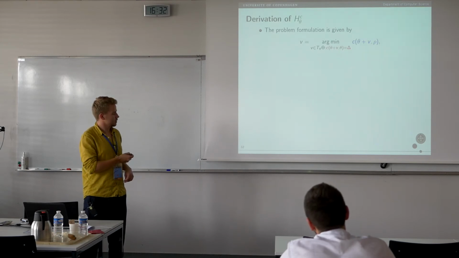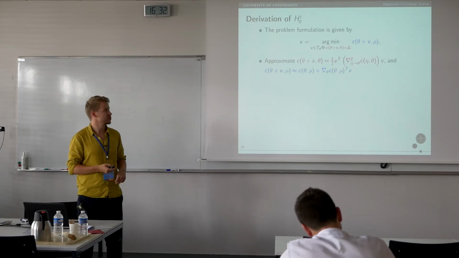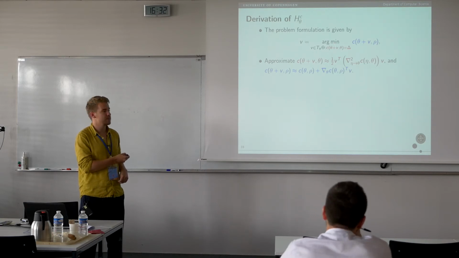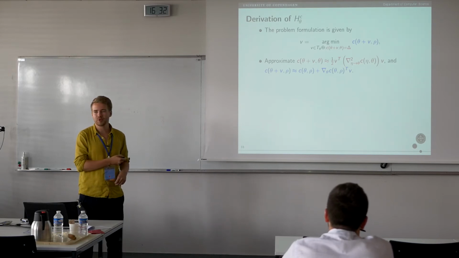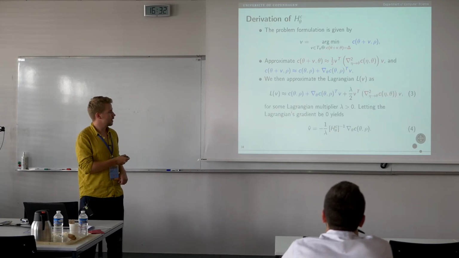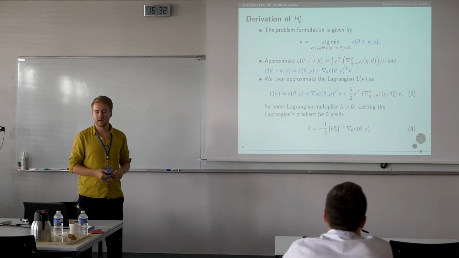So we start with the problem formulation, and then we do some easy approximations. We approximate the trust region condition in a quadratic manner, and the objective function we approximate with the first degree Taylor expansion. Then we write the Lagrangian for this constrained problem. And when we take the gradient and set it to 0, we get the formal natural gradient.